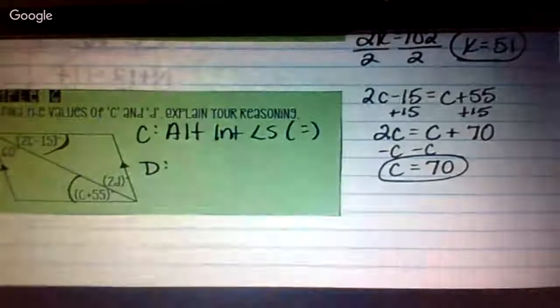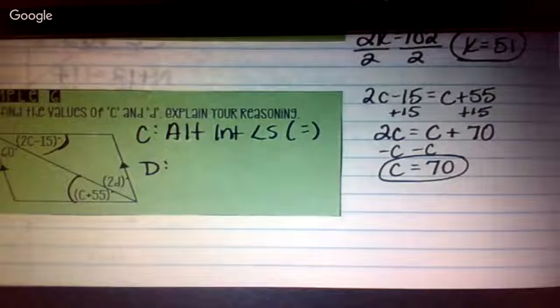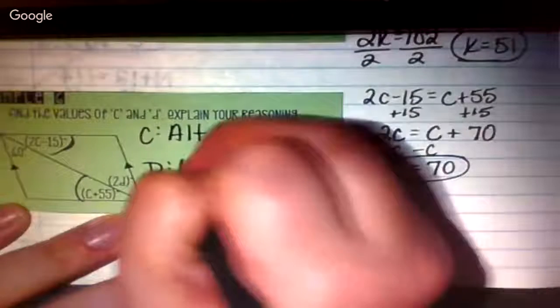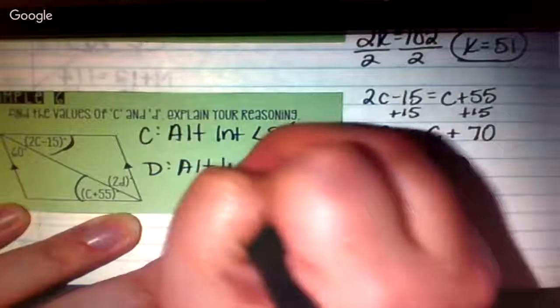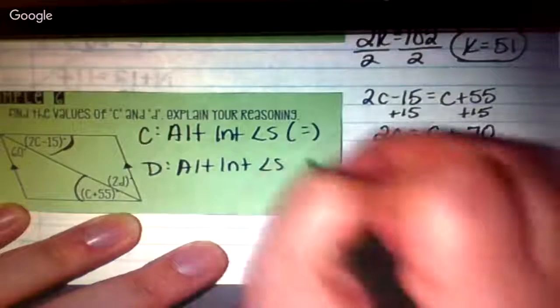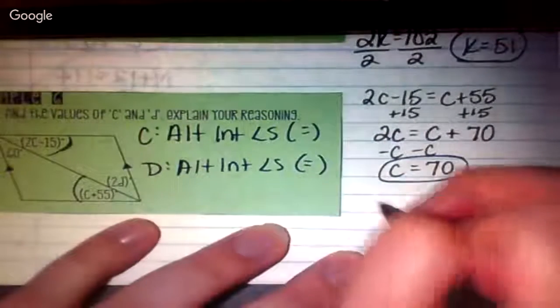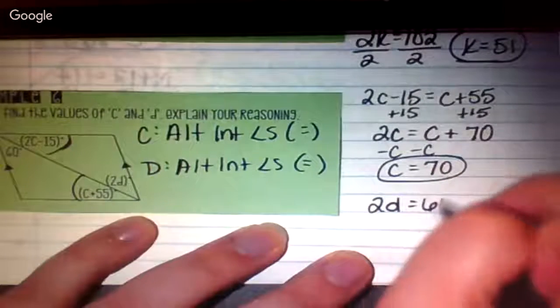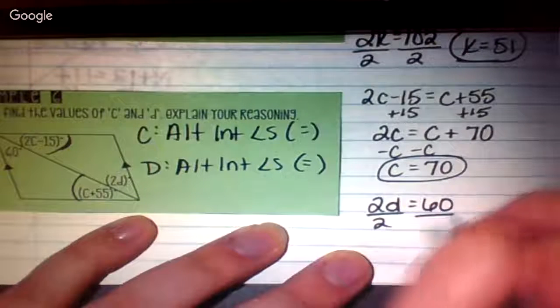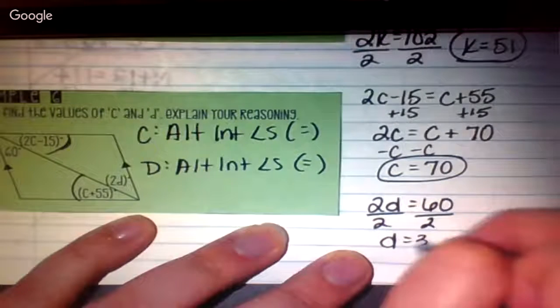Fantastic. One more variable to go. We need to solve for D. Wouldn't that be alternate interior as well? 2D and 60 are alternate interior angles, which means we set them equal to each other. So 2D equals 60, and Marlon has already said that means D equals 30.